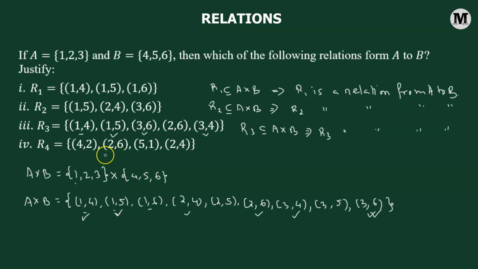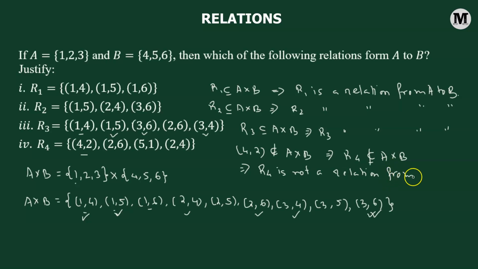Fine. Now let's come to the final one, R4. Now we have a problem with the first element itself. The first ordered pair 4, 2 is not a member of the Cartesian product of A and B. We don't have to look for the other elements. One of the elements is not a member of the Cartesian product of A and B. This simply implies that R4 is not a subset of the Cartesian product of A and B. This simply means that R4 is not a relation. This is not a relation from A to B.